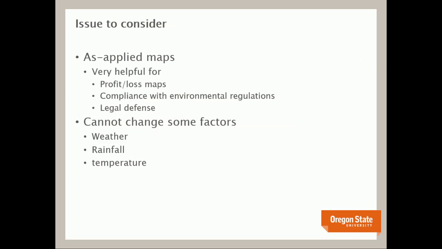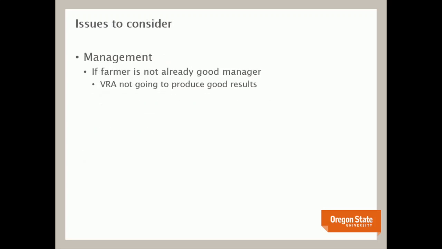Issues to be considered also include as-applied maps, very helpful for profit and loss maps, compliance with environmental regulations, and legal defense. We cannot change some factors like weather, rainfall and temperature. These are some externalities. Another issue is management: if a farmer is not already a good manager, variable rate application is not going to produce good results.